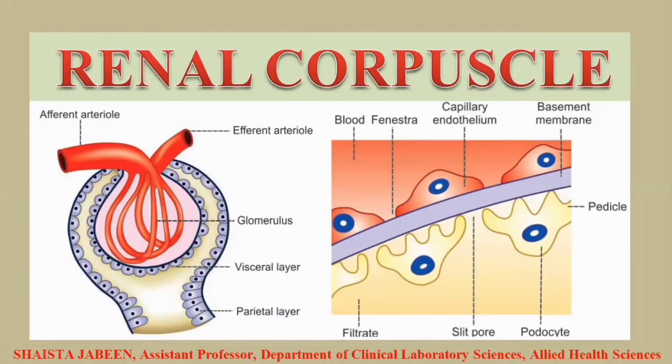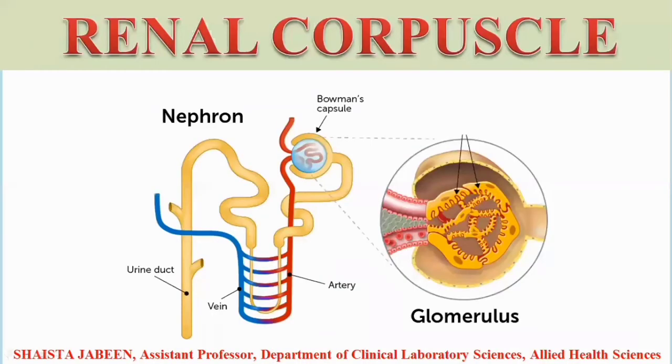This video is about renal corpuscle. So, what is renal corpuscle? Corpuscle is the structural part of the nephron. So, what is a nephron? Nephron is the basic structural and functional unit of the kidney.